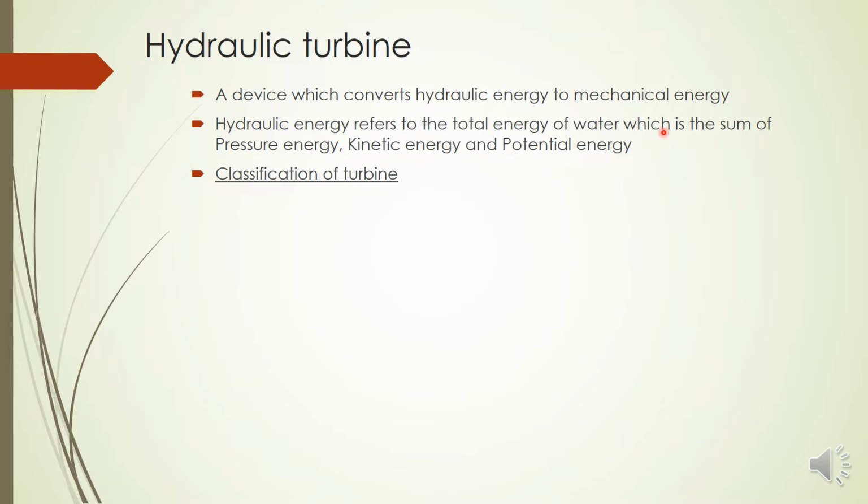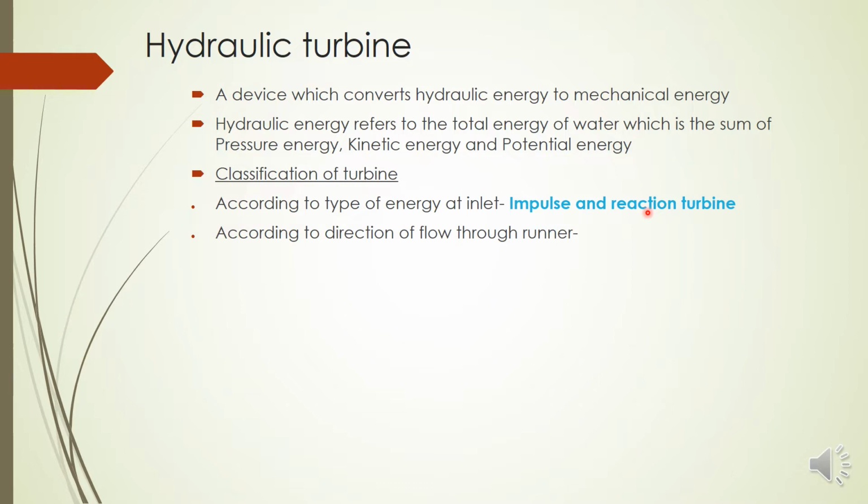Now it's a brief classification of turbine. The first classification is according to the type of energy at the inlet. Which type of energy is available at the inlet? We can classify into two categories, impulse turbine and reaction turbine. So this is a very important classification. So we will discuss it in detail in the next slide.